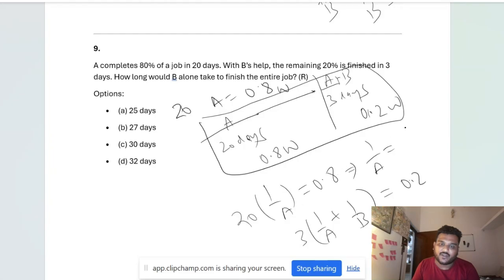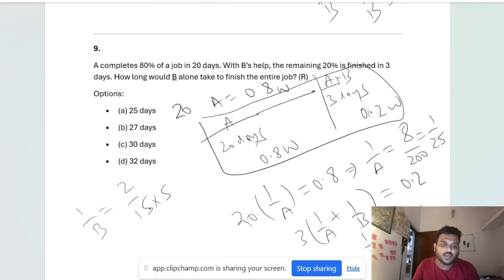So can we say 0.8 by 20, or 0.8 by 200, or 4 by 100, 2 by 50, 1 by 25? So 1 by 25 plus 1 by B is 0.2 by 3, or 2 by 30, or 1 by 15. So 1 by B comes out to be 1 by 15 minus 1 by 25. If you take 5 common, 1 by 3 minus 1 by 5, which is 2 by 15, or 1 by B is 2 by 15 into 5.